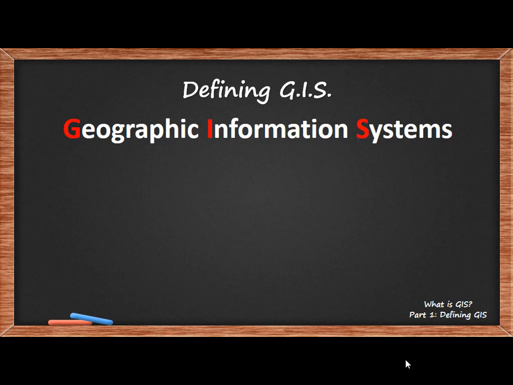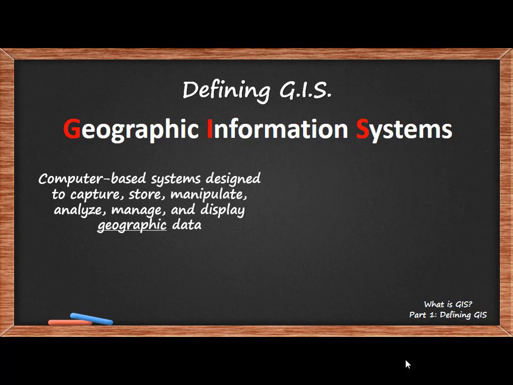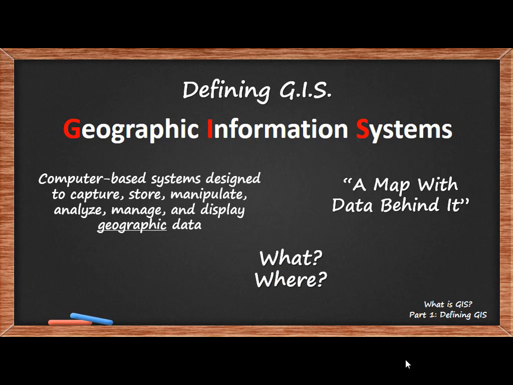So to recap, in this video, we defined GIS as a computer-based system designed to capture, store, manipulate, analyze, manage, and display geographic data. Or in other words, a GIS is a map with the data behind it. GIS helps us answer two questions together, where and what, which makes GIS a powerful tool for exploring our world. Lastly, maps in GIS are composed of multiple layers of data, ordered and symbolized so that the information can be visualized and ultimately analyzed together.